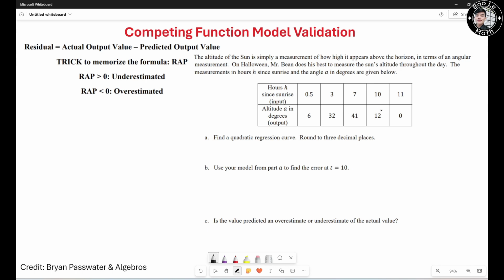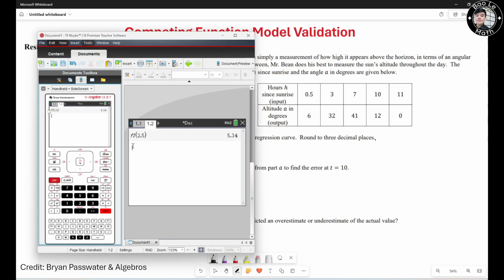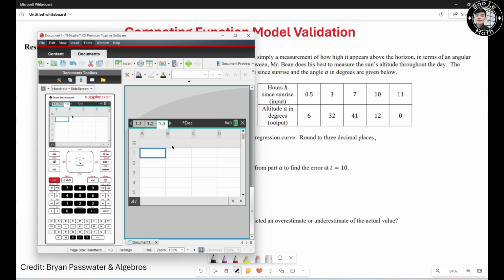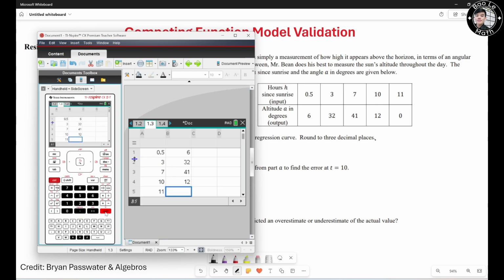So given the table of values right here, question A, find a quadratic regression curve rounded to 3 decimal places. So we just bring up the calculator. Now we hit Control I. Number 4 right here, add lists and spreadsheet. So we input the values 0.5. Now don't forget to label the X and Y columns.